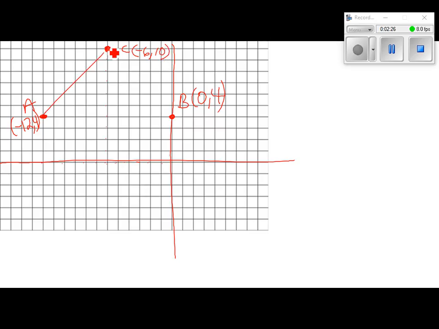I want you to connect them. My lines again might not be too straight, hopefully yours are a little straighter. So we have that triangle. Now the next thing I want you to do, take a second and find the midpoint of segment AC. So you're finding the midpoint of that side right there. The midpoint formula looks like this: you add the x's from the 2 points and divide by 2, and you add the y's of the 2 points and divide by 2.